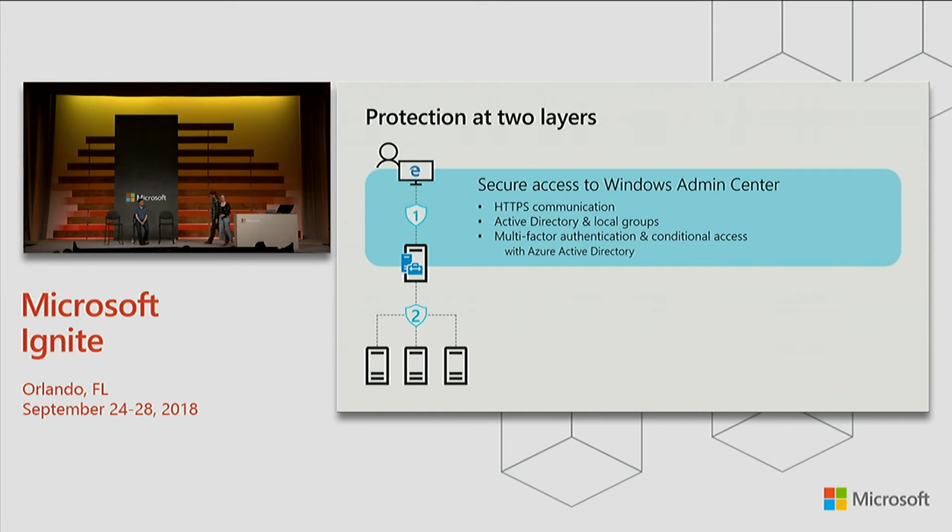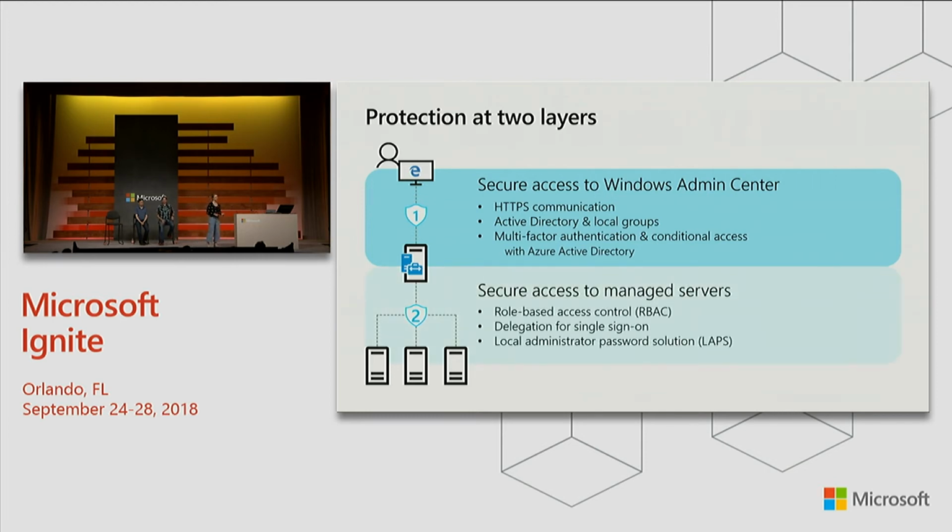So that was how you can secure access to Windows Admin Center and who is able to access that gateway. But how does Windows Admin Center help you secure access to the nodes that you're trying to manage with it? And so for that, we have 3 features: role-based access control, delegation with single sign-on, and local administrator password solution.